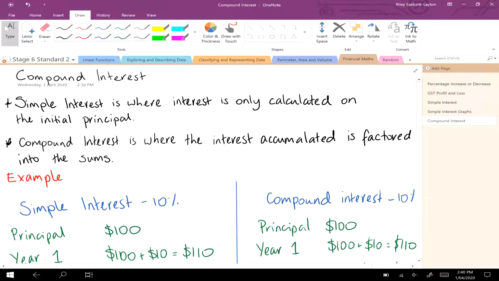Hey guys, so here's the last little bit that we need to do for financial maths, and this will see out the financial maths for prelim. So it's going to be on compound interest.